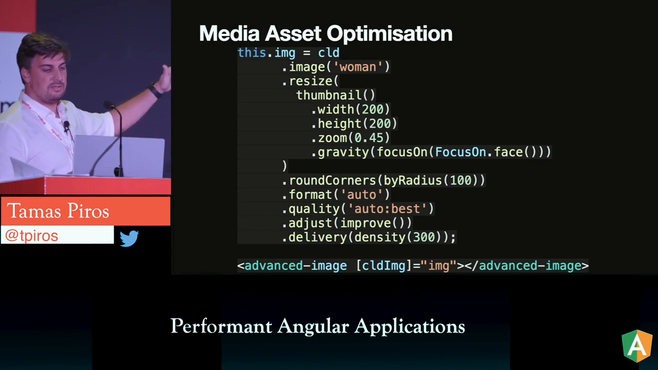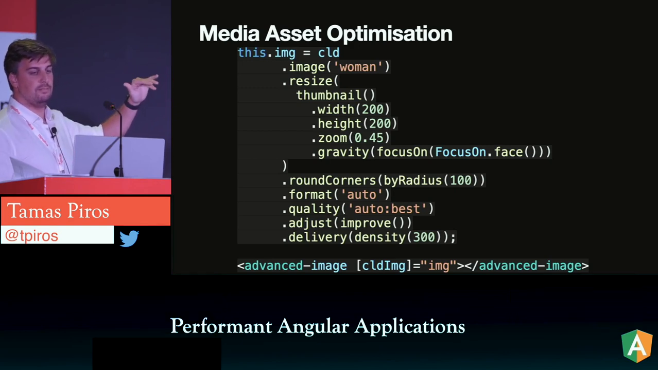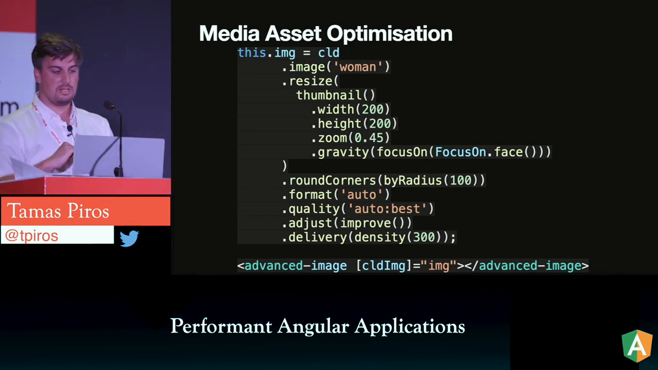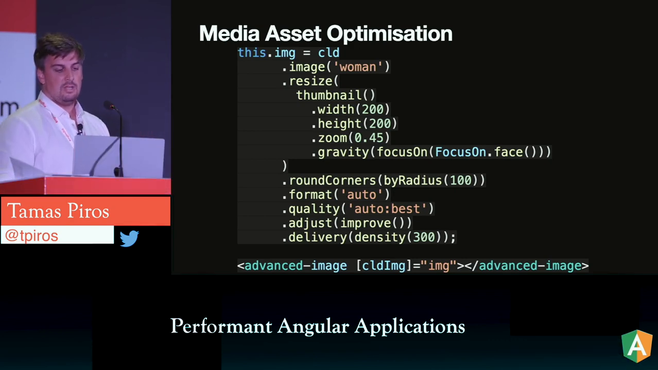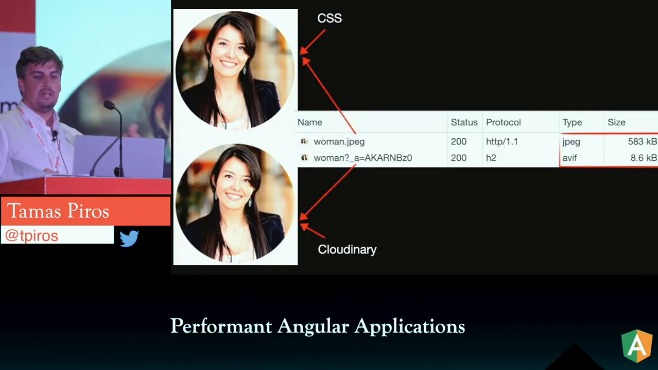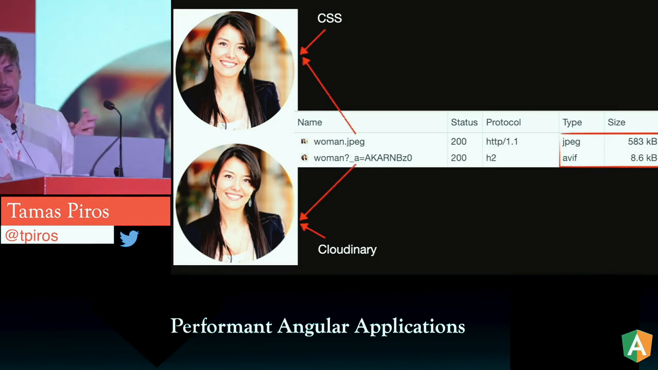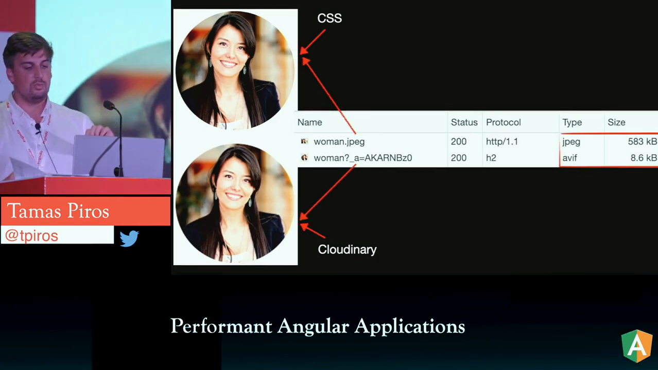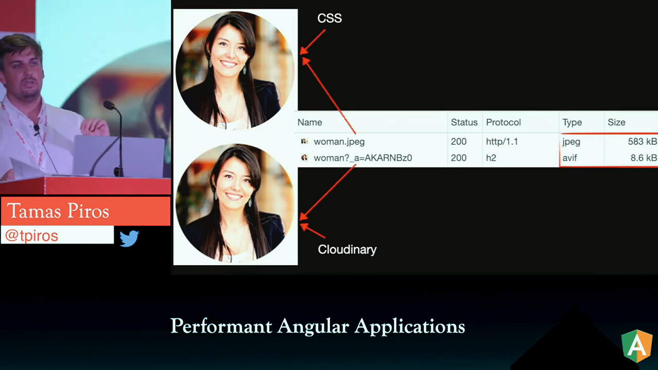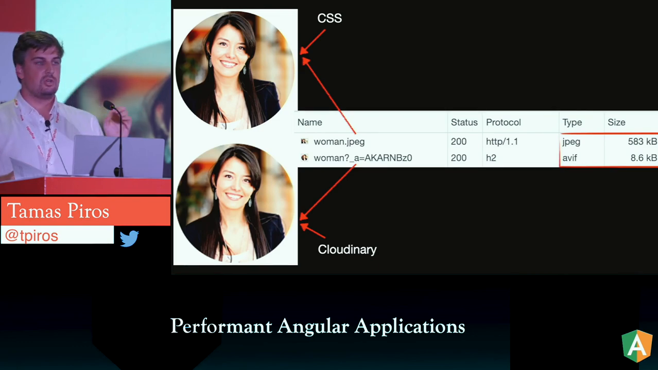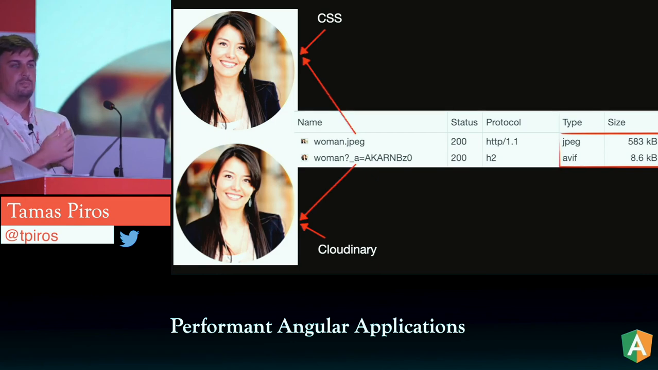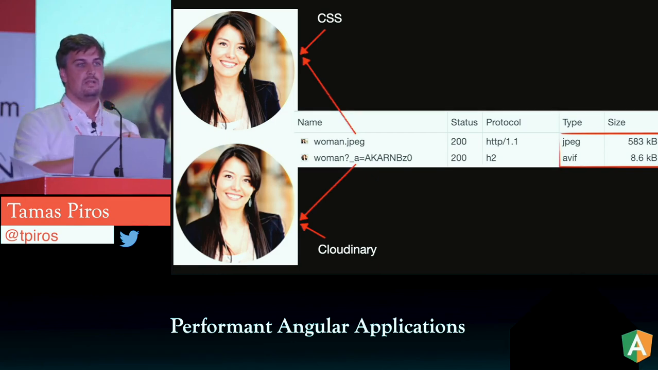And what you see here is obviously a couple of optimizations, a couple of transformations on the image, and then using the advanced image component, which is coming from the Cloudinary SDK, to display the image itself. But the main and most important difference is that when you look at these images in the network panel, one is going to be a 583 kilobyte JPEG, whereas the other one is going to be an 8.6 kilobyte AVIF. Okay, so you have reduced the size of the image considerably by using the appropriate image encoding, which is AVIF, and of course applying some other optimizations through the Cloudinary SDK.